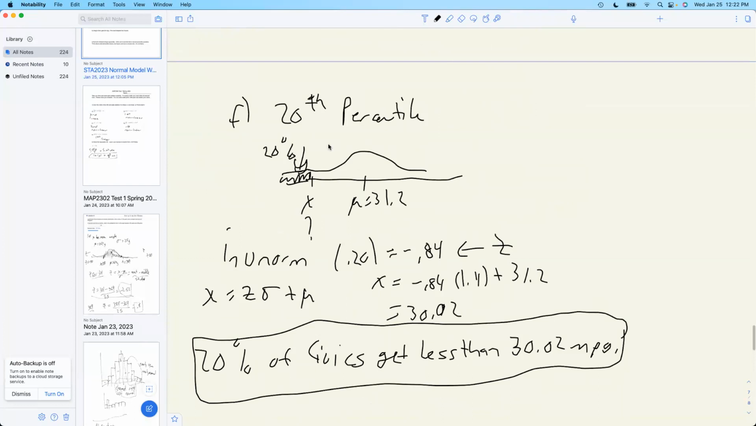Okay, next one, we're finding the 20th percentile. So I want this area down here to just be 20%, 0.2. I can look at my picture and see that I'm looking for some car that gets much less than 31 miles per gallon. So I do inverse norm of this area down here that I shaded, 0.20. That spits out this negative z-score. That makes sense to me. It should be negative. It's below the mean. X equals z sigma plus mu. We get 30. So 20% of Civics get less than 30 miles per gallon.